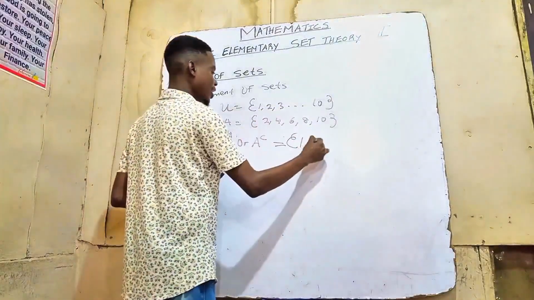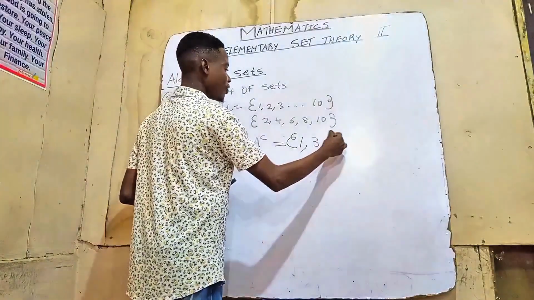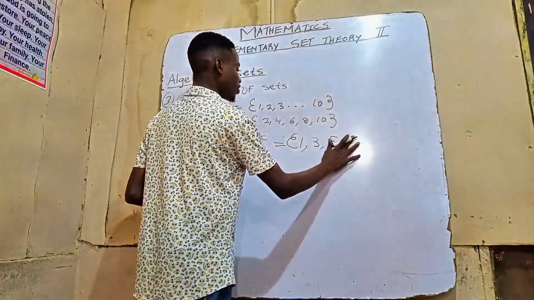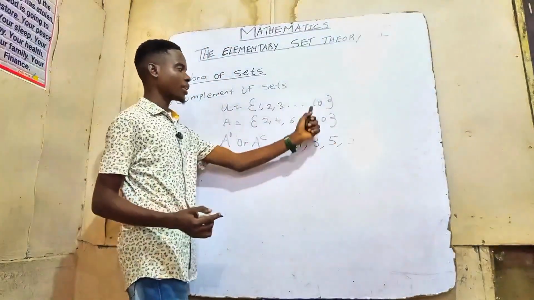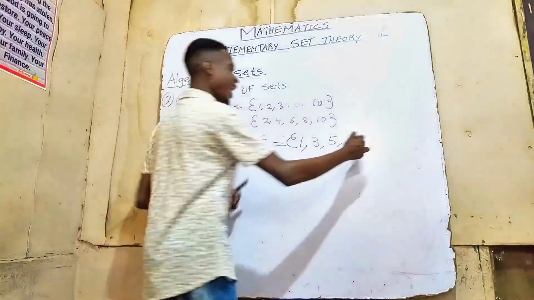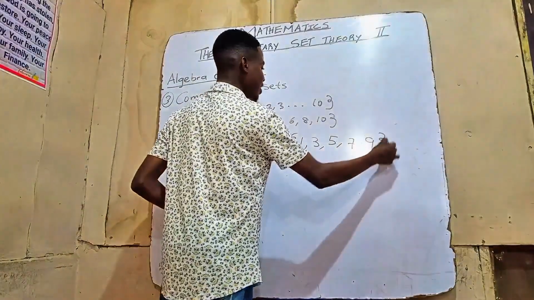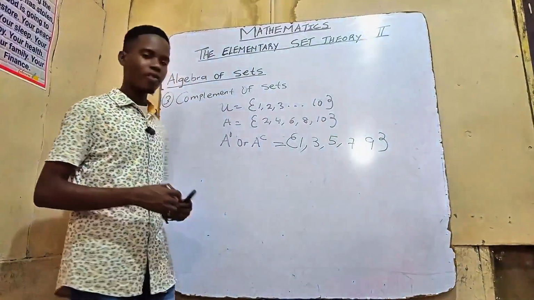2 is in A, so 3 is a member of your A complement. 5 is a member. 7 is a member. Then we have 9. 9 will be a member. So this is what the complement of a set is.